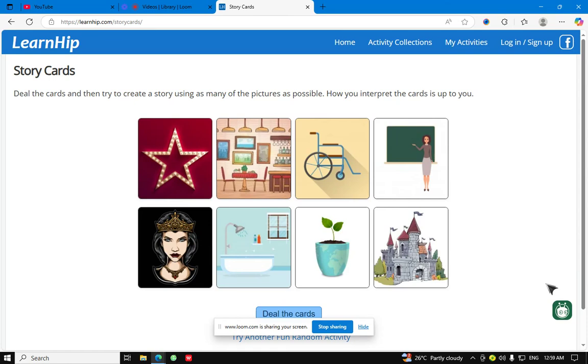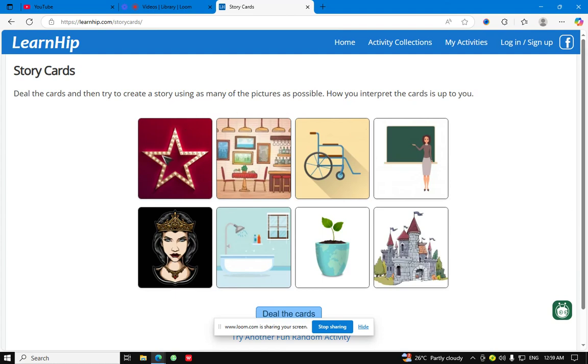So there are eight. Again, there are eight pictures here that we have to make a story out of, and let us first identify each of the pictures so we can later on make a story about it.